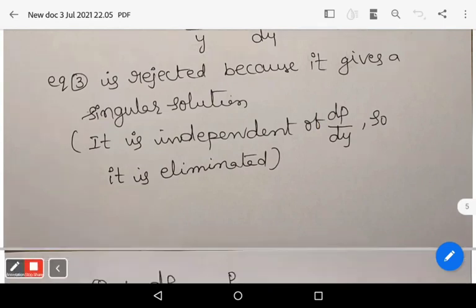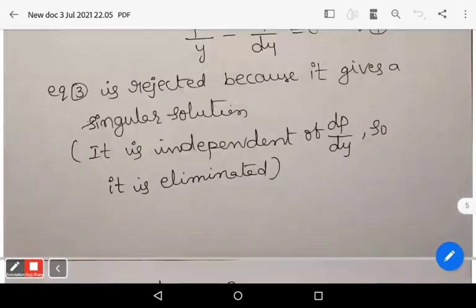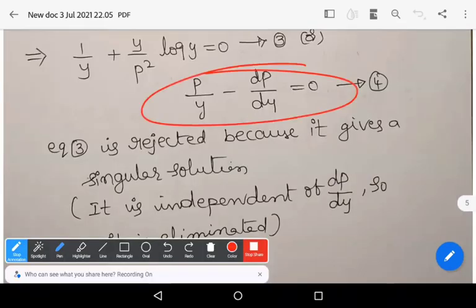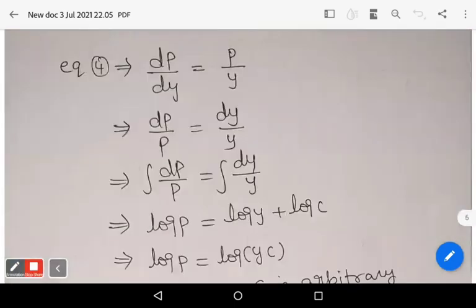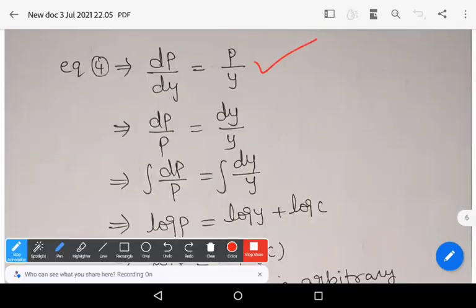Right? Now equation 4 implies. What is equation 4? Here you observe that. This is equation number 4. p by y minus dp by dy is equals to 0. Now equation 4 implies dp by dy is equals to p by y. Separating the variables, dp by p is equals to dy by y. On integrating both sides, we get that step.